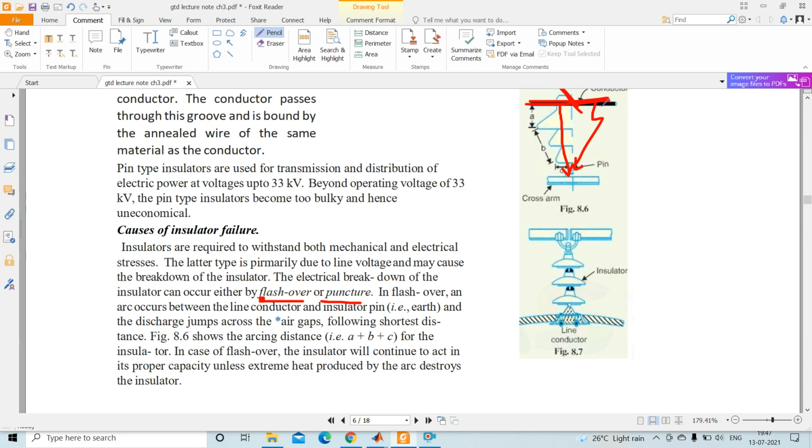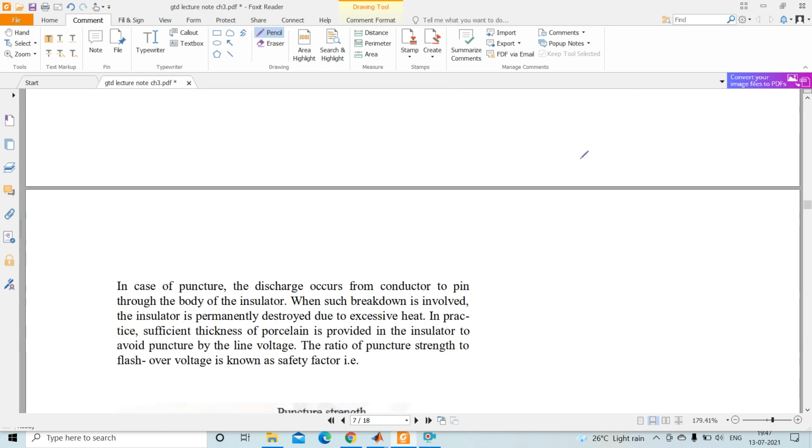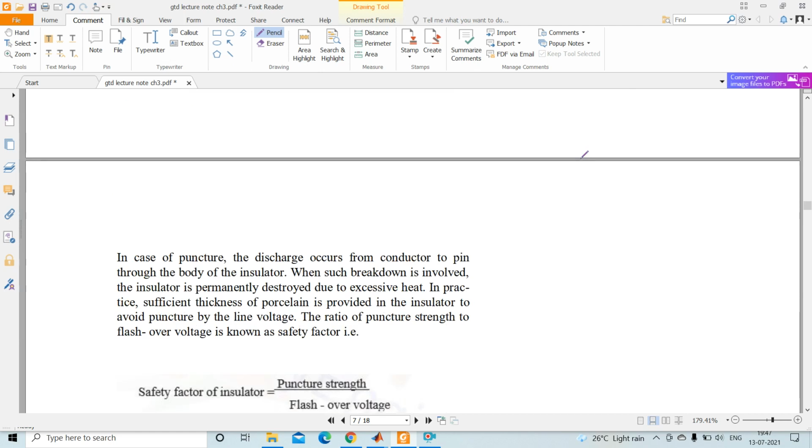But in case of flashover, the arc is formed through this medium. The arc jumps from conductor to this pin, but in case of puncture, the current flows through this insulator. Okay, this is the difference. So here, in case of puncture, discharge occurs from conductor to pin through the body of the insulator. So when such breakdown is involved, the insulator is permanently destroyed due to excessive heat.